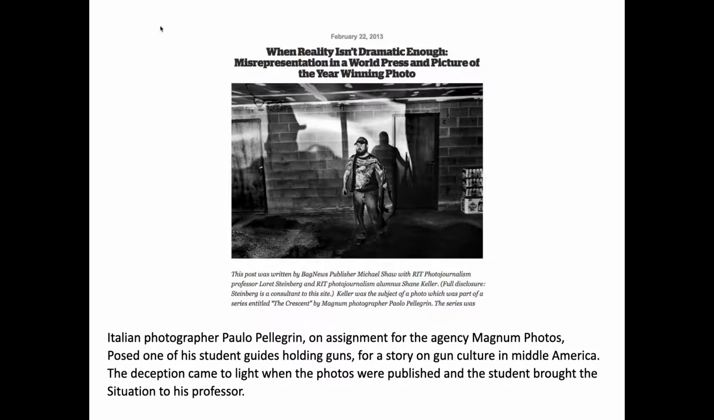Italian photographer Paolo Pellegrin was on assignment for the Magnum Agency covering gun culture in America. He went to Rochester, New York, and was working with some photojournalism students from the Rochester Institute of Technology. Unfortunately, they were having trouble finding anybody who owned guns who would show them their guns. One of the students who was along for the trip said, I have guns, I'm a gun owner. So they went to the student's house, and Pellegrin took a picture of the student with his shotgun in the kid's basement.